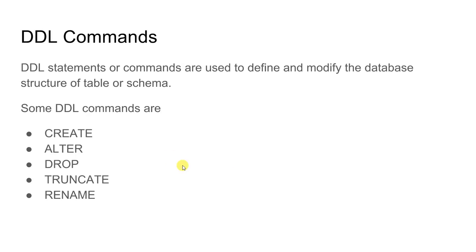So if you just read it over here, DDL statements or commands are used to define and modify the database structure of table or schema. So they are either used to create a table, or to alter the structure of a table, or there can be some other database structures, database objects which we create or alter. And for that purpose, we use DDL commands. So some of the DDL commands are create, alter, drop, truncate, rename. So let us try to explore and learn all these DDL commands.